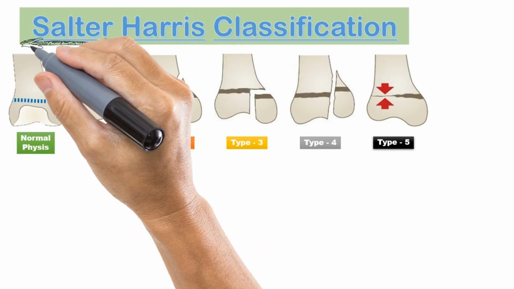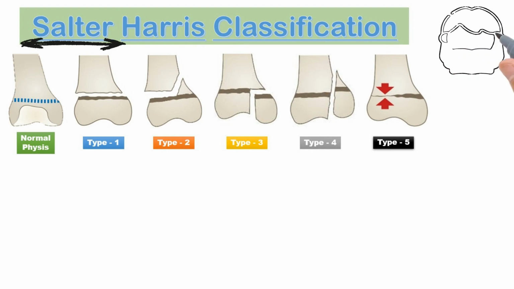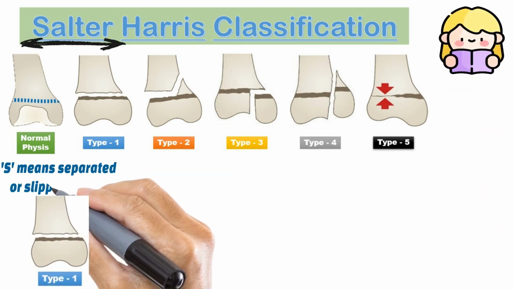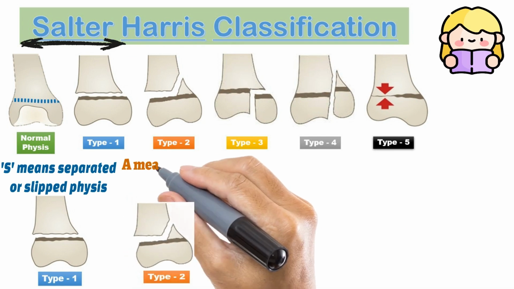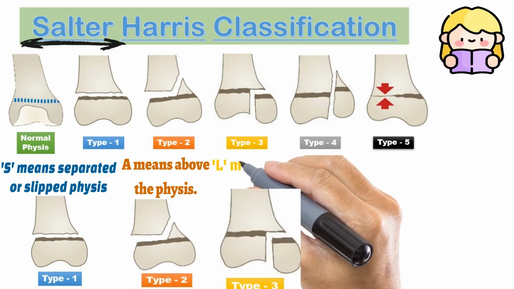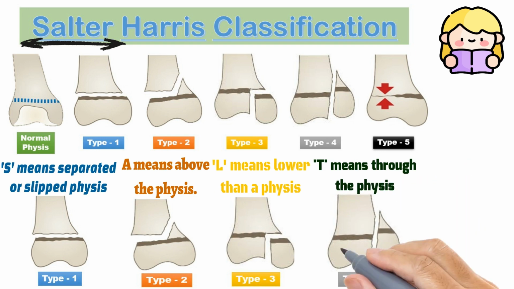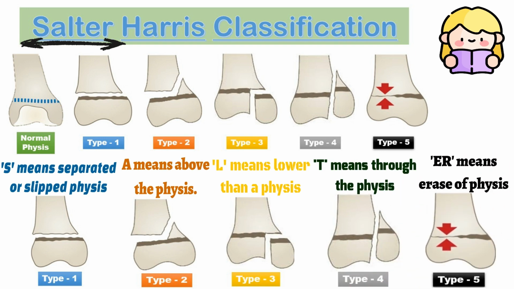Now look at this word Salter. It is very important to remember this word. Here S means separated or slipped physis. A means above the physis. L means lower than the physis. T means through the physis. ER means erase of physis.